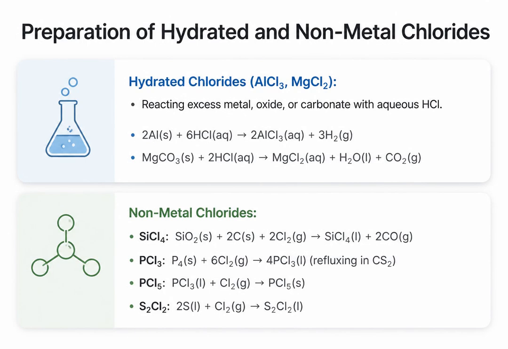If we don't need the anhydrous form, hydrated aluminum or magnesium chlorides are easily prepared by reacting the metal, its oxide, or its carbonate with aqueous hydrochloric acid, followed by crystallization. For the nonmetal chlorides, silicon tetrachloride is made by heating silica and carbon in dry chlorine. Phosphorus trichloride is synthesized industrially by reacting chlorine with white phosphorus dissolved in carbon disulfide, continuously removing the product to prevent it from reacting further with chlorine to form phosphorus pentachloride. Disulfur dichloride is obtained by passing dry chlorine over molten sulfur.